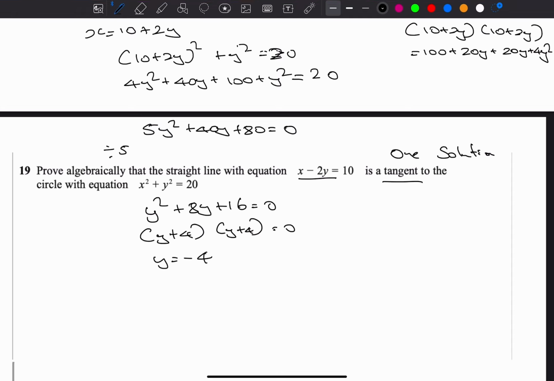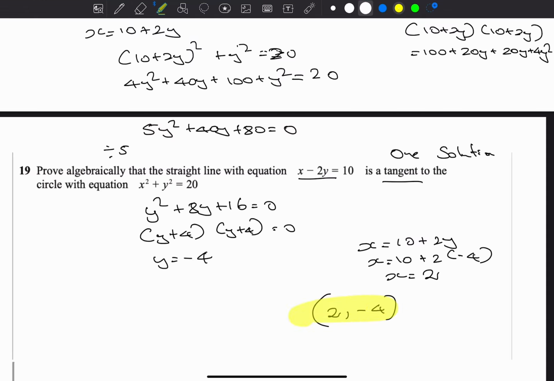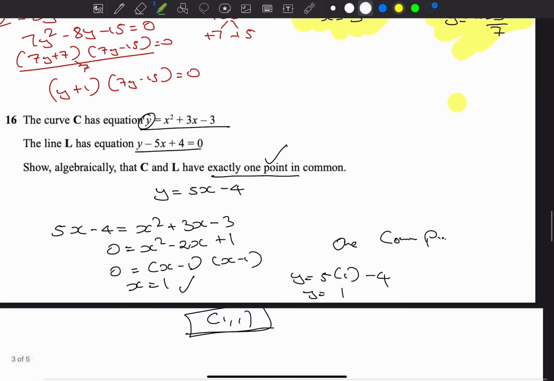Just for the sake of it, we'll do the other coordinate as well. 10 plus 2y it was, that's what we made the subject. x is equal to 10 plus 2 times minus 4, which is x is positive 2. So 2 comma minus 4, that is your coordinate. We write this as a coordinate because these are to do with coordinates. The other ones we write as answers.